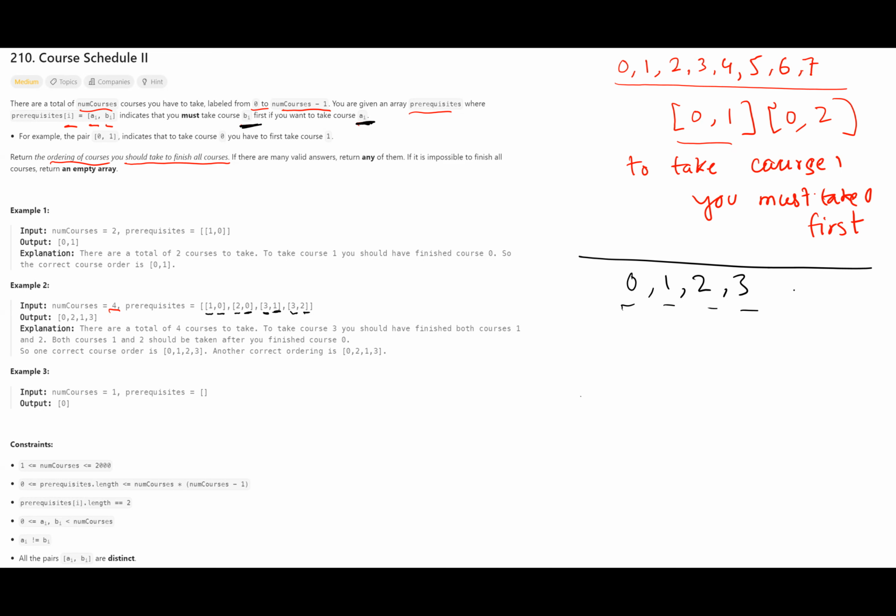Okay, so let's try to solve this problem. We have to return an ordering, so this looks like a topological sorting problem. Let's define this as a graph. The nodes of the graph are 0, 1, 2, 3, right? So let's draw them. Say 0, 1, 2, 3. There are 4 nodes.